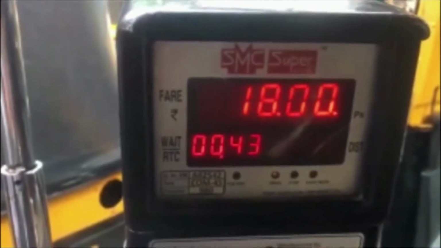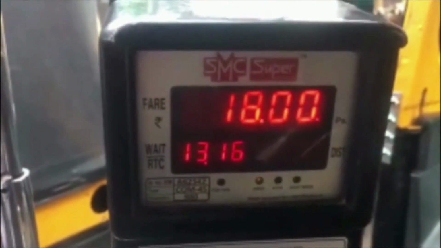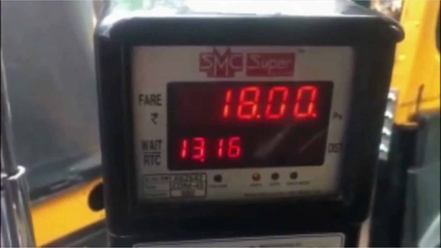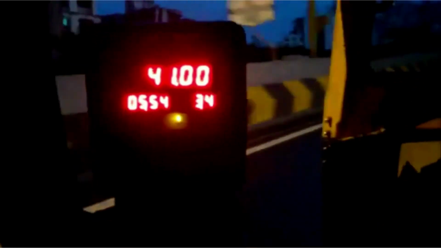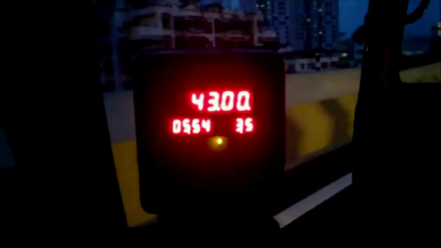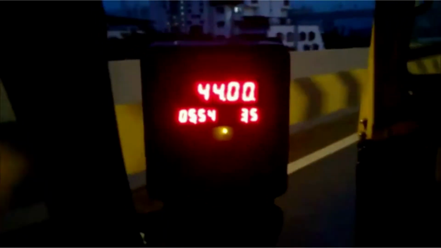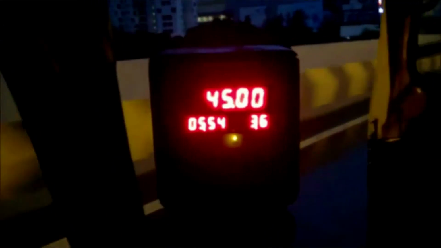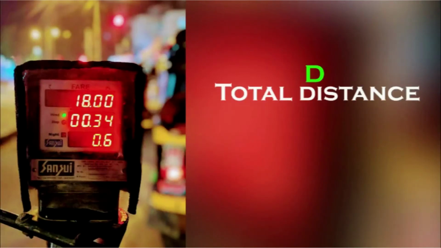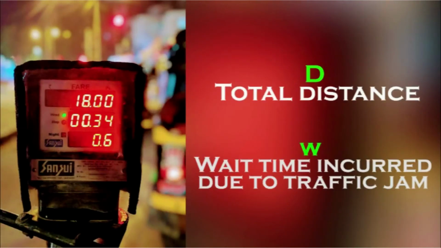After that, for every kilometer, the passenger will have to pay 1.5 rupees per kilometer. And for every minute of waiting, the passenger will have to pay 1 rupee. Of course, this is not the real value, but let's take that as an example. So, the fare here now depends on two factors, that is d, the total distance, and w, the wait time incurred due to a traffic jam or anything.